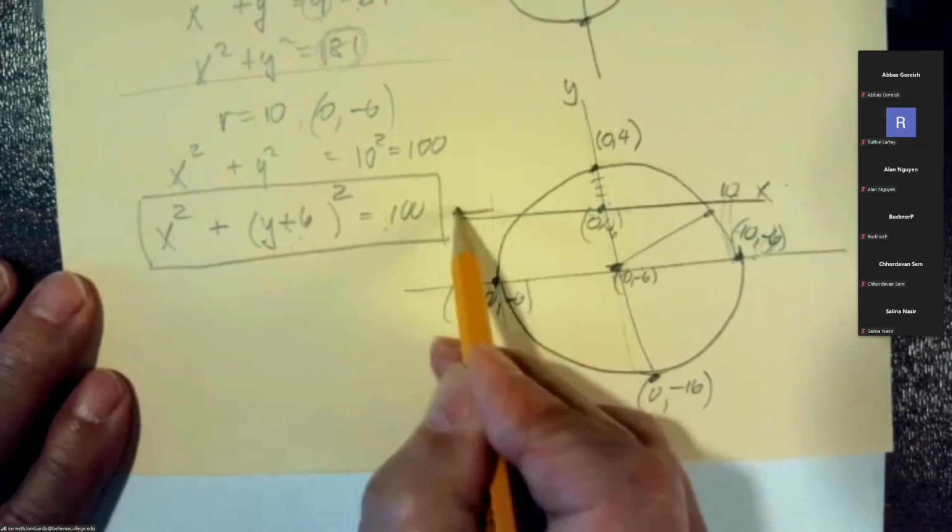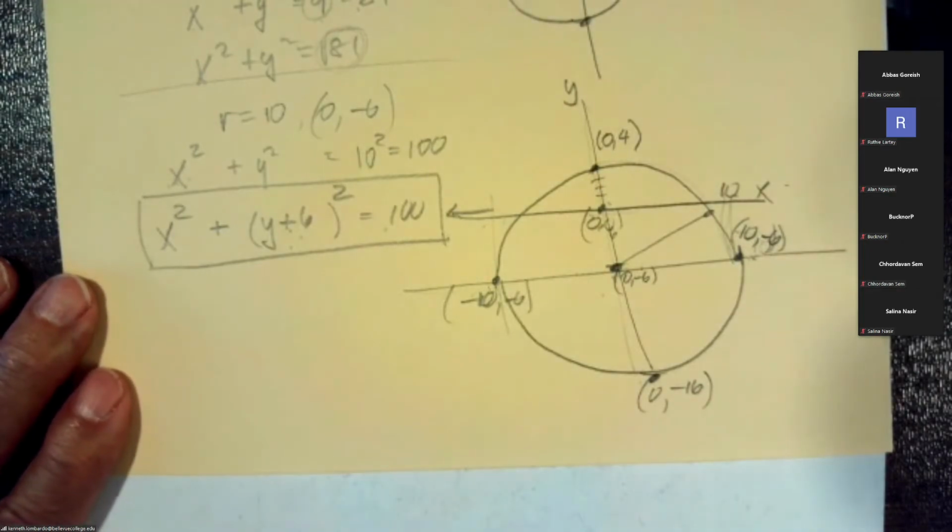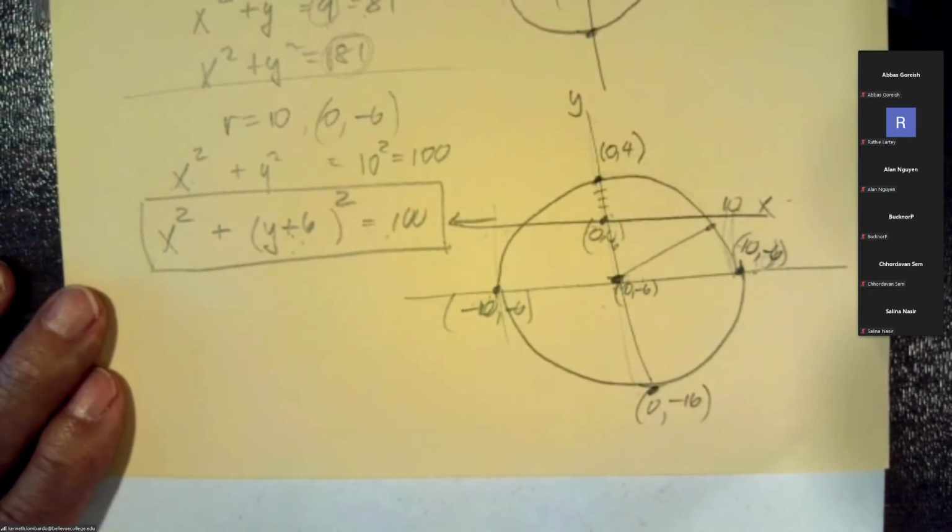So I have a question here. Yeah. So we shifted y down. So why did we do plus 6?